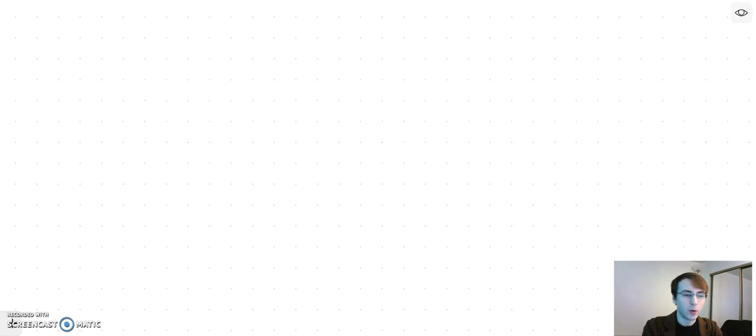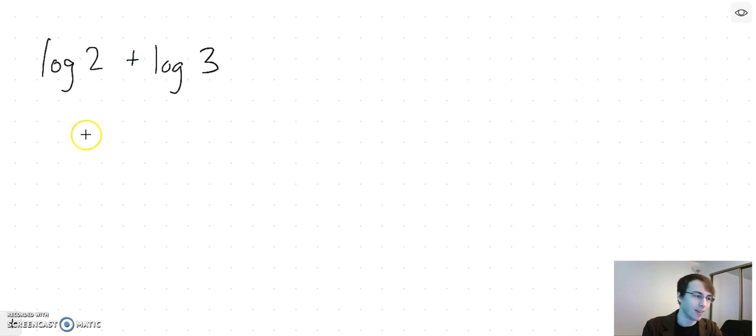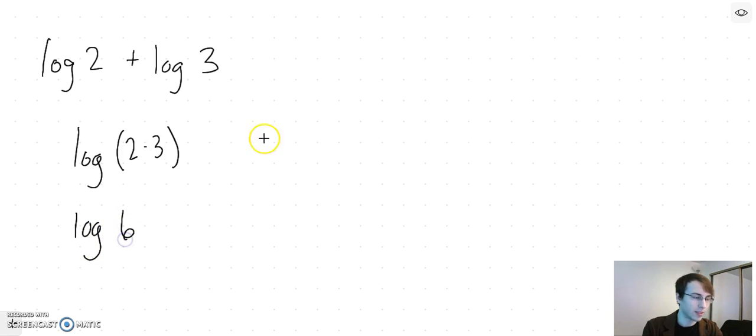Let's talk about some cool properties of logarithms. So, the first property is that if you add two logarithms, say like log 2 plus log 3, the addition outside the logarithm actually turns into multiplication inside the logarithm. So it turns into log of 2 times 3, or just log of 6.